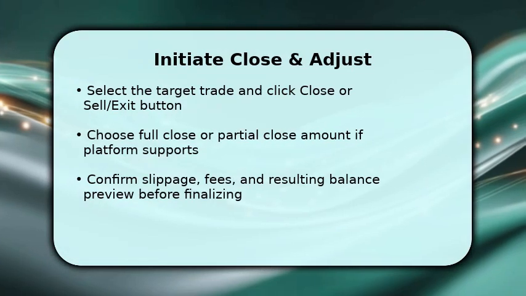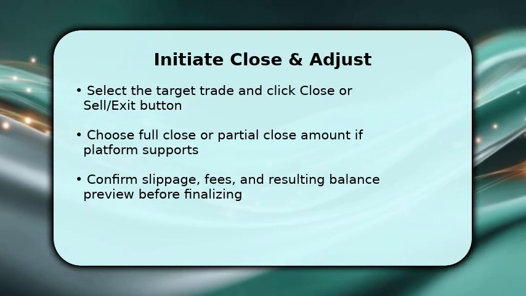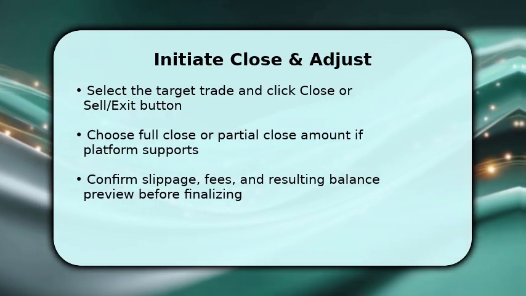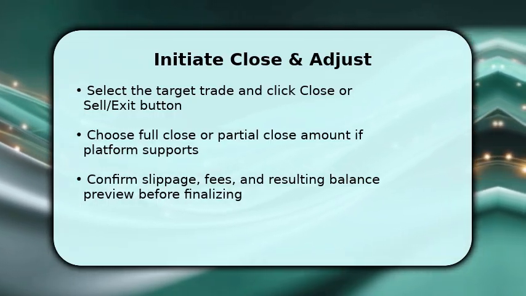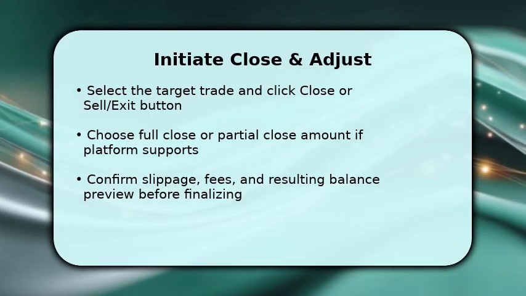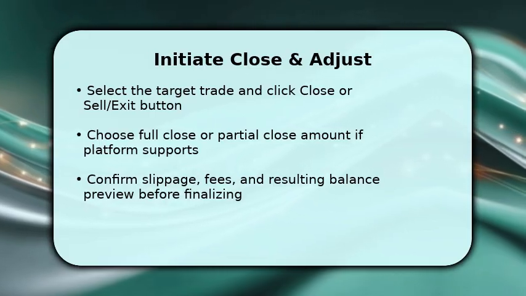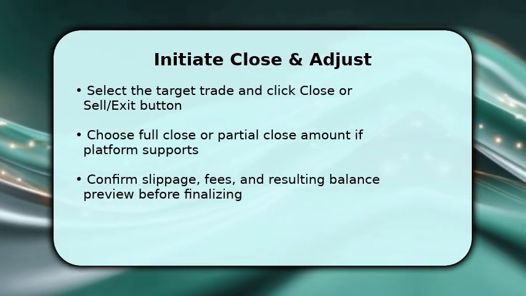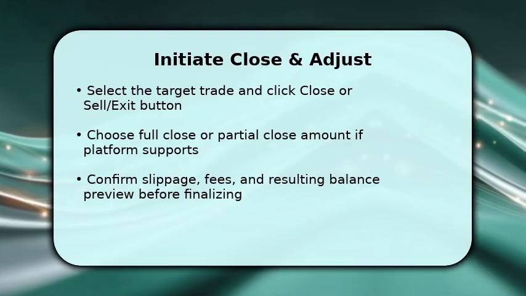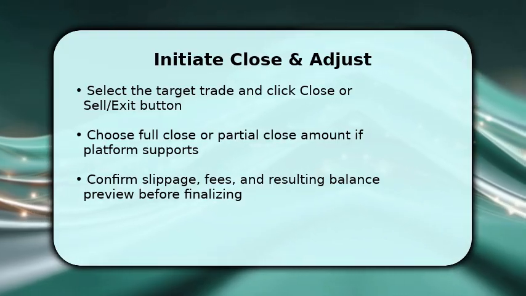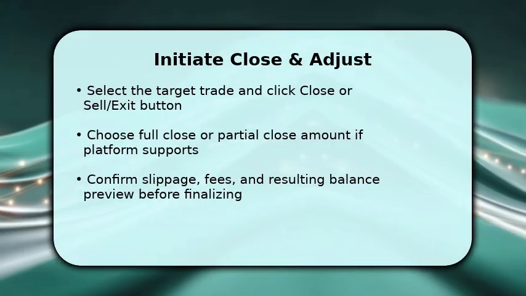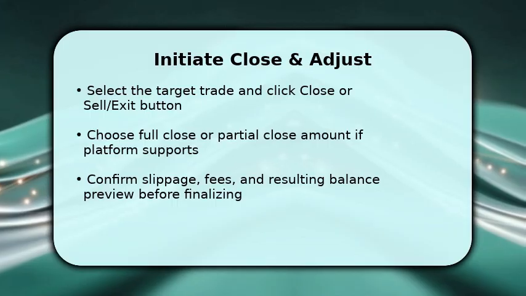With the position selected, click the Close, Sell, or Exit control displayed next to the trade. Expert Option shows confirmation details. If partial closing is available, enter the exact amount or percentage to close and watch the platform recalculate profit and remaining exposure. Make sure to check displayed fees, possible slippage, and the post-close balance preview so there are no surprises. Once you verify numbers align with your plan, confirm the action to execute an immediate market close.